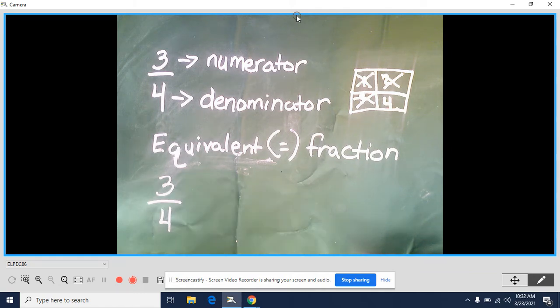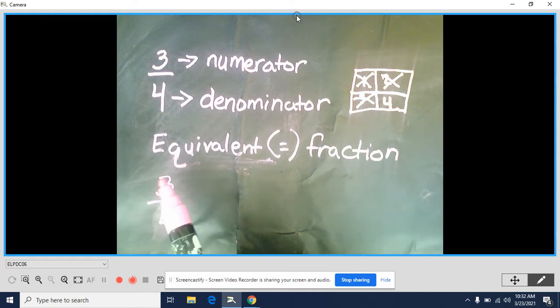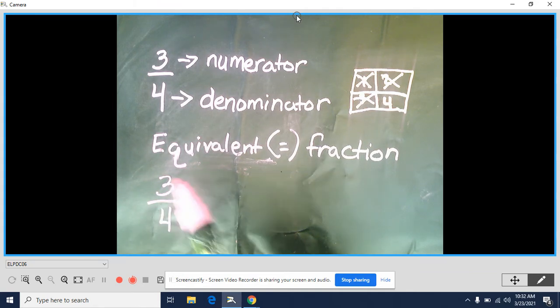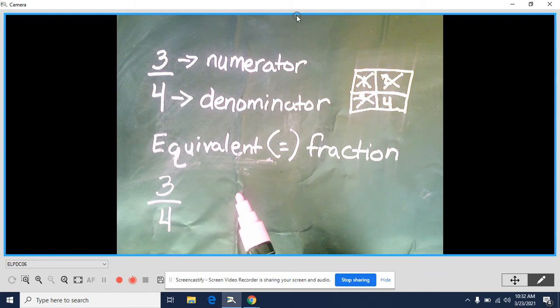But sometimes we will need to make fractions equivalent fractions. If you look at the beginning of this word, it tells you what an equivalent fraction is. It reminds us of the word equal. So sometimes we have to make fractions that are equal to other fractions in order to be able to work together with that fraction, especially when we have to add or subtract.